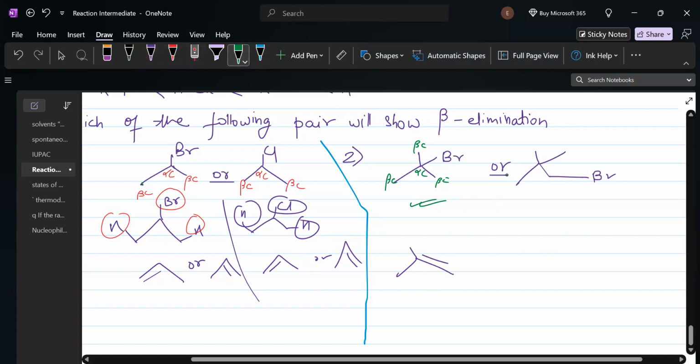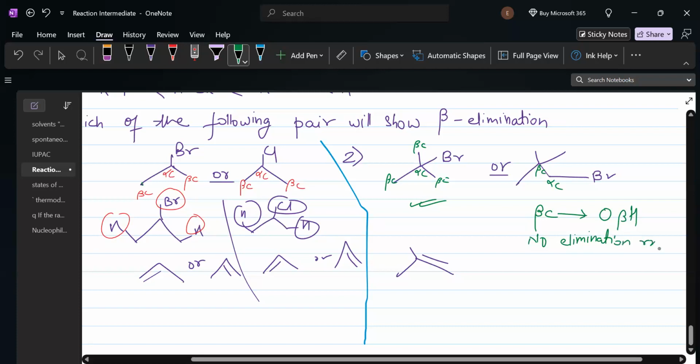See this example. This is an alpha carbon, right? And this is a beta carbon. Does this beta carbon have any hydrogen on it? No, sir. So the beta carbon has zero beta hydrogen, right? Yes, sir. So there will be no elimination reaction.